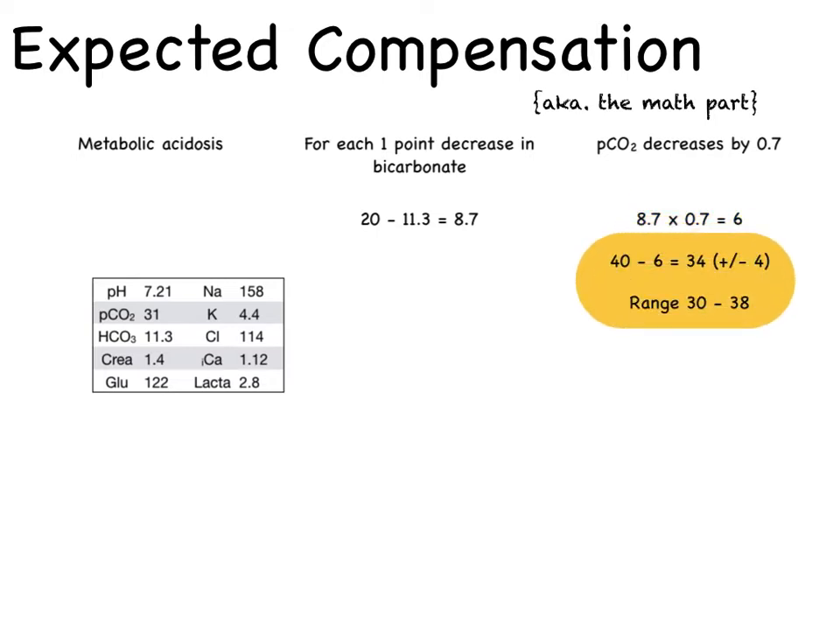The normal PCO2 is about 40, so we subtract 6 from 40, and we get 34. This means we'd expect the CO2 to be about 34 if the change in the CO2 is just compensation for the metabolic acidosis. But we know there's a range of normal CO2 and a range of normal bicarbonate for all of our patients. So in order to account for that, we're going to put plus or minus 4 on either side of our calculated number. So 34 minus 4 is 30. 34 plus 4 is 38. So if our patient's PCO2 falls into this range, we're going to say that he has compensation for his metabolic acidosis. And indeed, at 31, our patient does have a compensated metabolic acidosis.